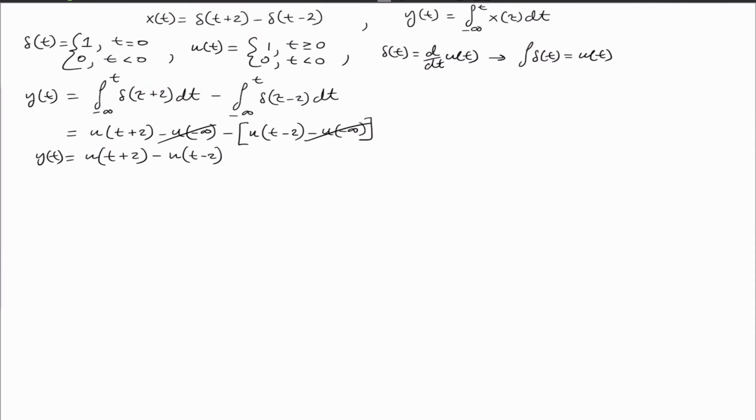Before we move on, we know that the graph of u of t looks like the following: 0, and this is t. Again, we see that the graph is 1 for t greater than or equal to 0, and 0 for t less than 0. So we have the difference between two time shifted versions of the unit step function.